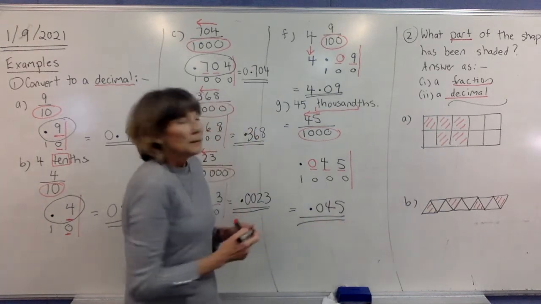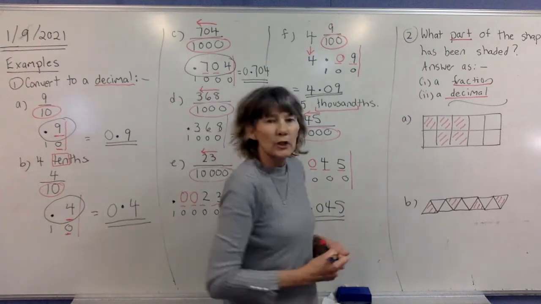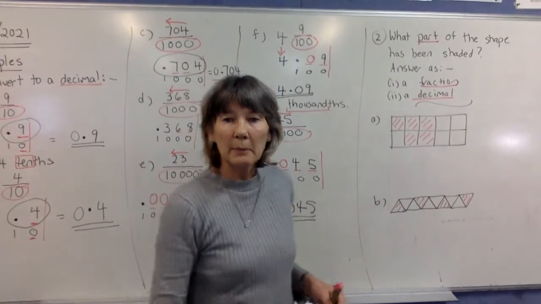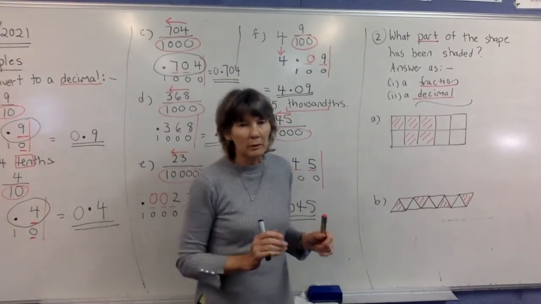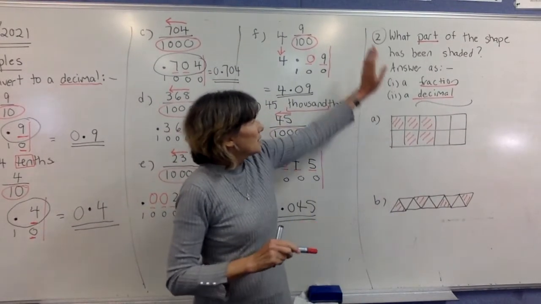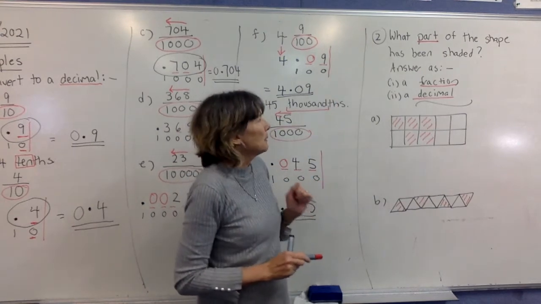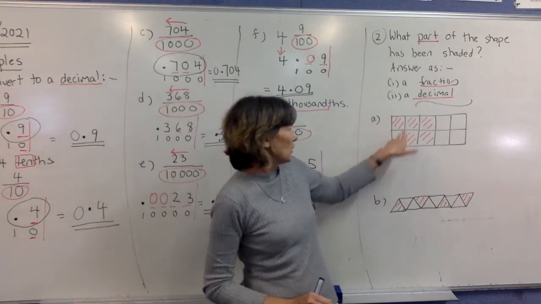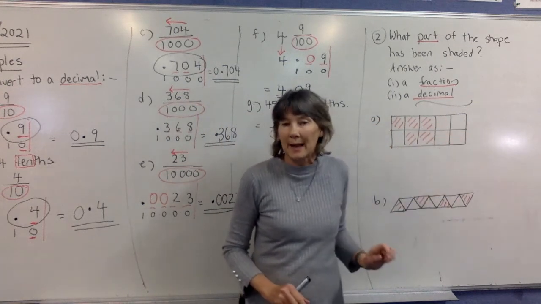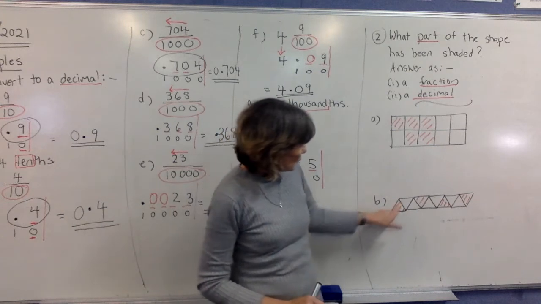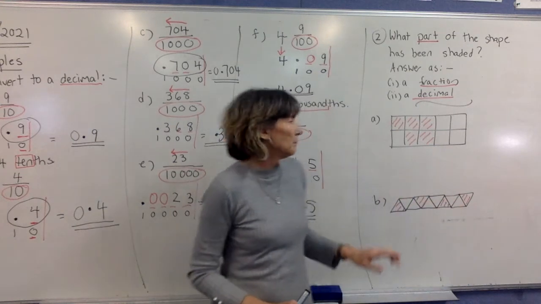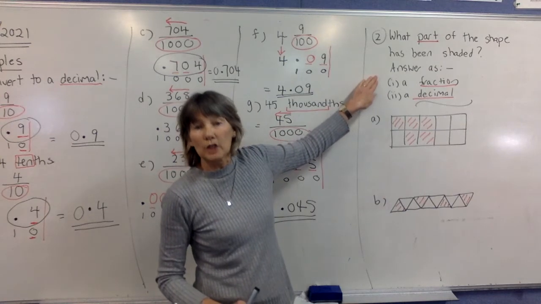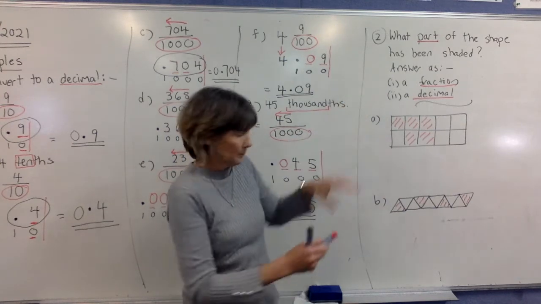All right, now we're going on to a couple of other questions. Now, you might remember these from primary school, okay, and some of you might have been great at them and others were not quite so sure. So it says, what part of the shape has been shaded? Now, I've just drawn these really roughly, but we're going to assume that all these little squares are the same. And down here, we're going to assume that all these little triangles are the same. Okay, so the first part wants you to write the shaded part as a fraction.